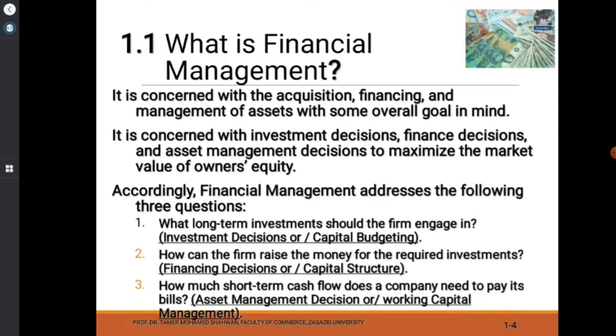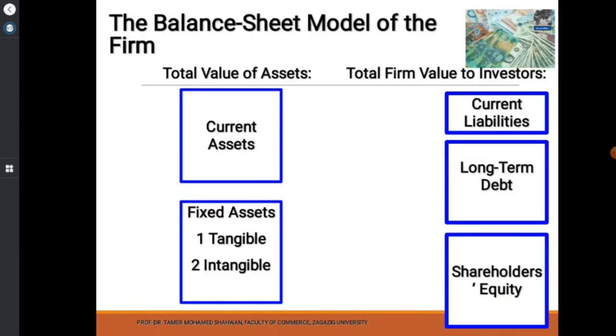And in general, financial management is concerned with three basic decisions. Number one, capital budgeting decision. Number two, capital structure decision. Number three, asset management decision. Sometimes we refer to it by working capital management. Let us try to reflect those three decisions using the balance sheet model of the firm.